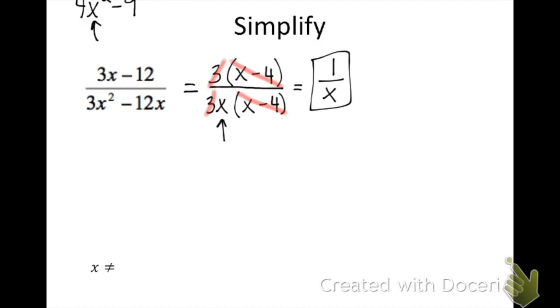Okay, so now we need to think about what x can't be, because there's some restricted values here. X can't be 4, because if x were 4, this expression right here would have been 0. 4 minus 4 is 0. X also can't be 0, because if x were 0, the expression 3x, 3 times something, would also be 0. So x can't be 0 or 4.